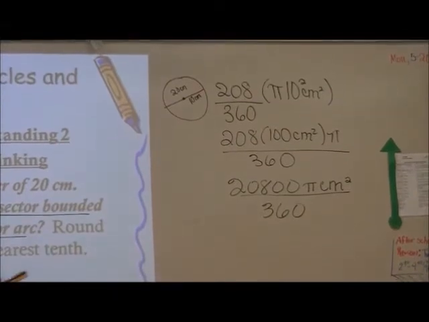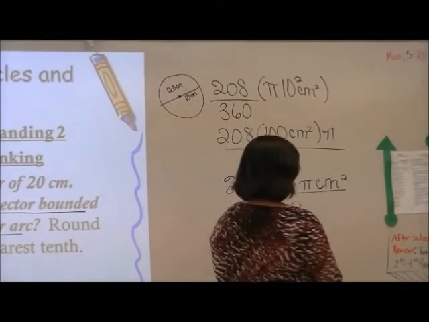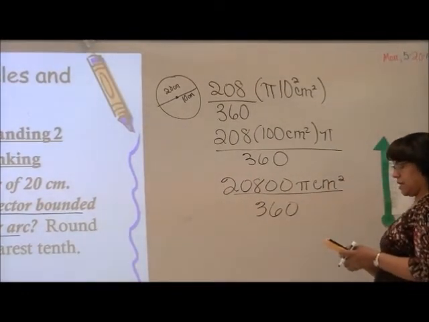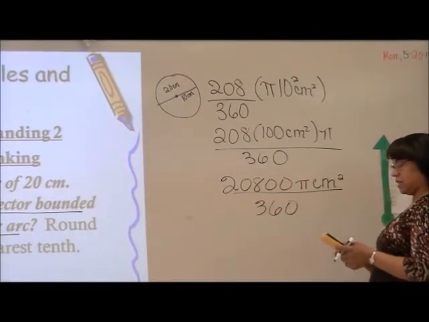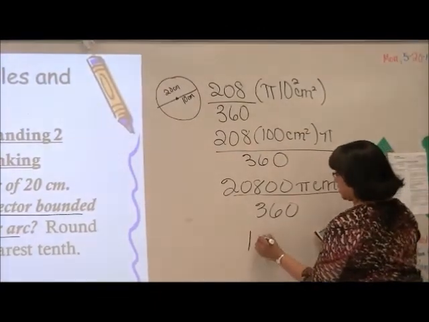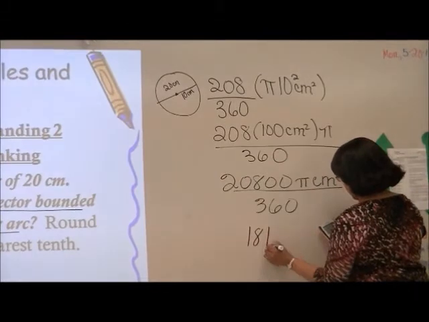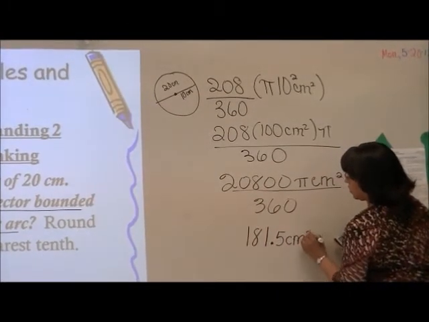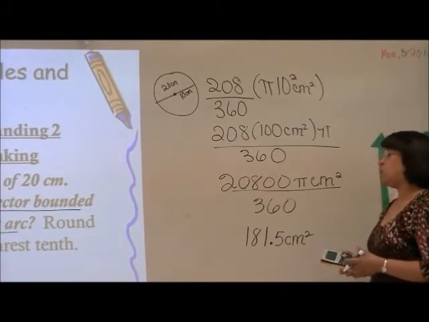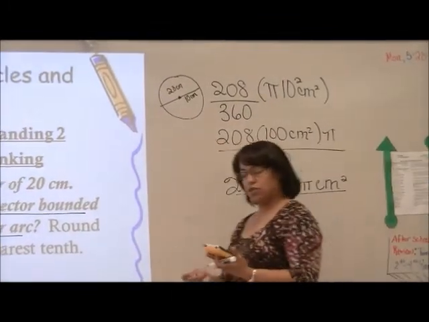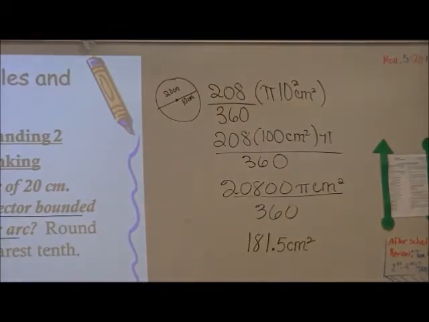I'm going to do the same thing, 20,800 pi, enter, and then I'm going to divide by 360. Now I'm going to round my answer to the nearest tenth, and I get 181.5 centimeters squared. You can also say 181.5 square centimeters. And that's what you should have for check understanding 2.